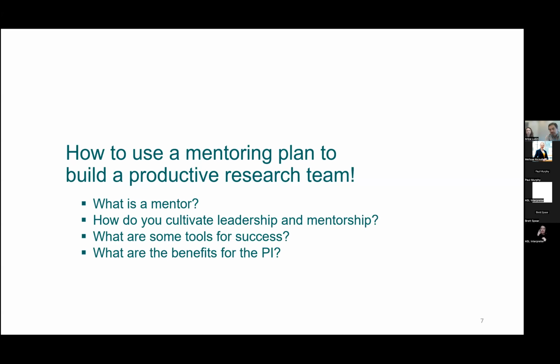And ultimately, one of the goals of this is to figure out what is the benefit to you, as a PI, to ultimately make a more productive research team.